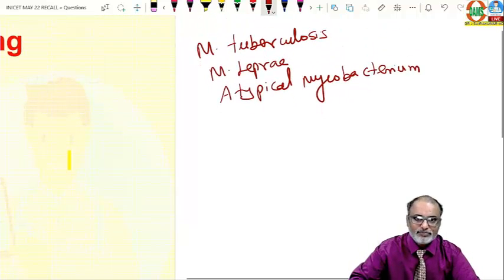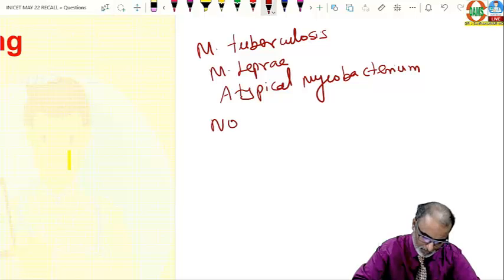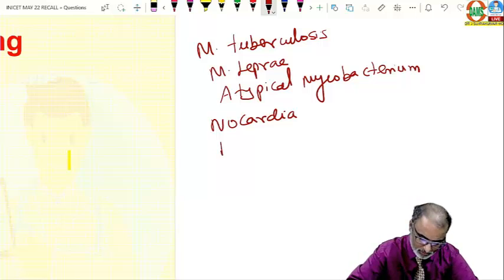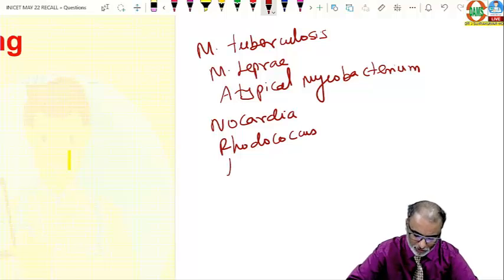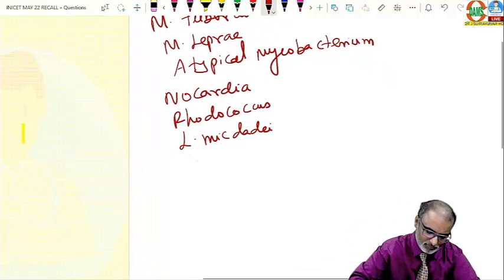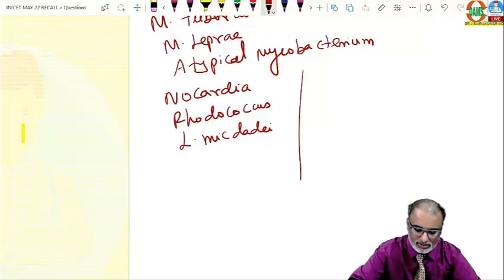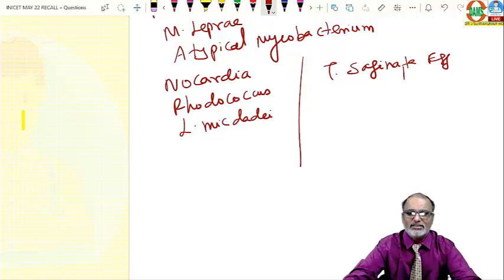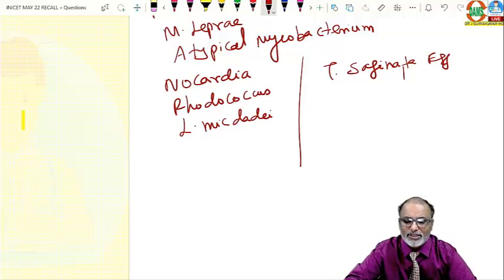Apart from that, Nocardia, Rhodococcus, Legionella micdadei, then Taenia saginata egg, and coccidian parasites, which include Cryptosporidium, Cystoisospora, Cyclospora.